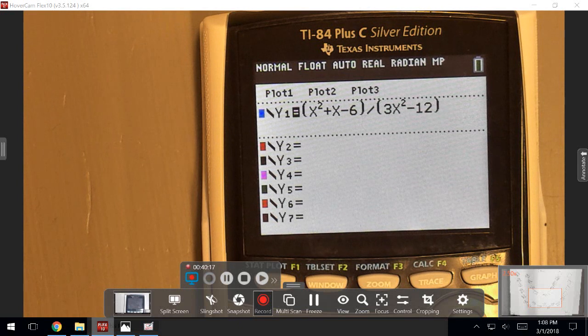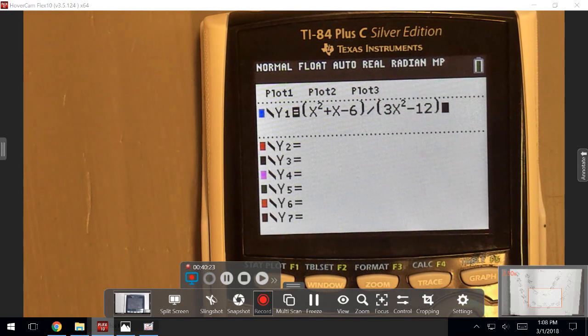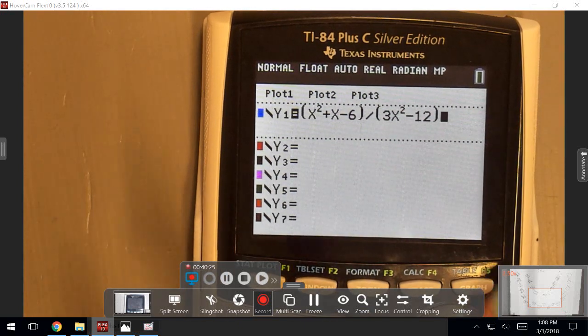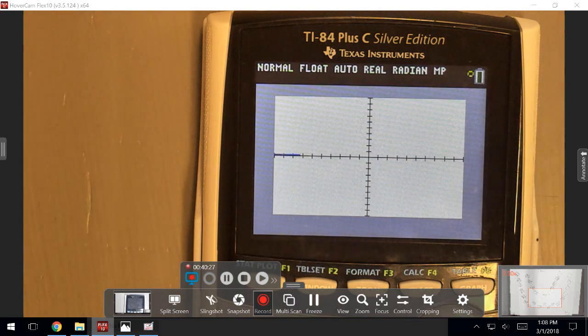All right, then hit graph after that. You still got the same kind of thing going on. You got some craziness. Where is the hole? Yeah, that's square. X is 2. Yeah, x is 2.